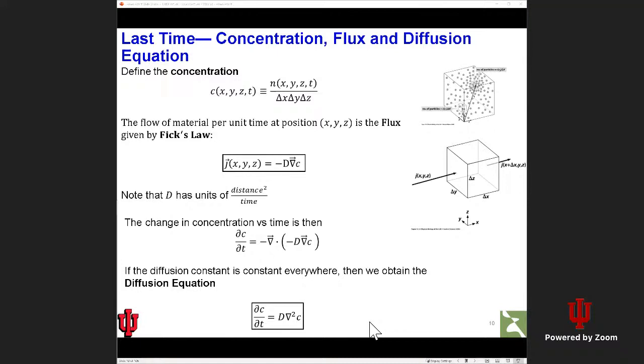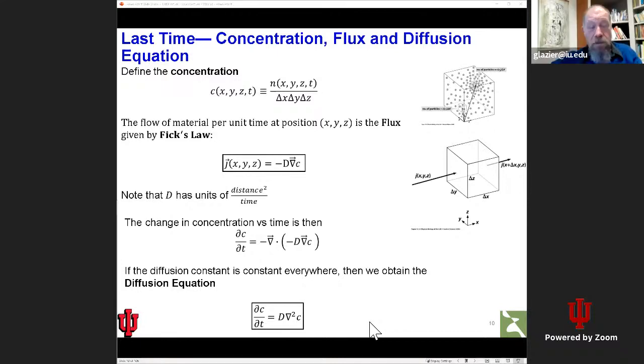But yes, the first exercise was to start with a concentration of 1 everywhere, boundary of 1 everywhere, or periodic boundary conditions, and nothing happens. So you got exactly the right answer.